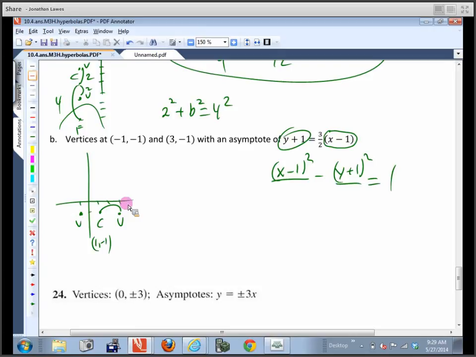In the x direction, I go 2 units, so that's going to be a 4. And then I find this last one. Let's see. How do I find that last one? How do I find what goes underneath there?